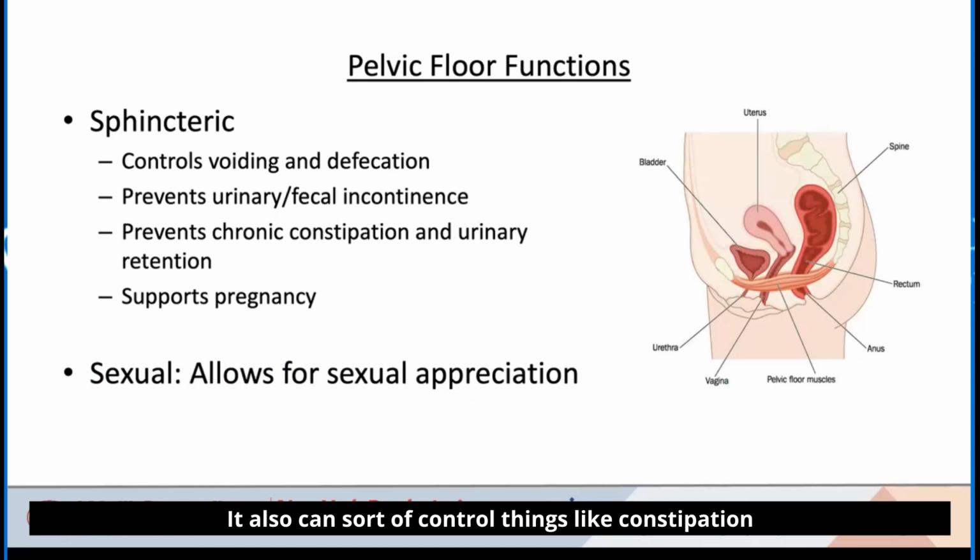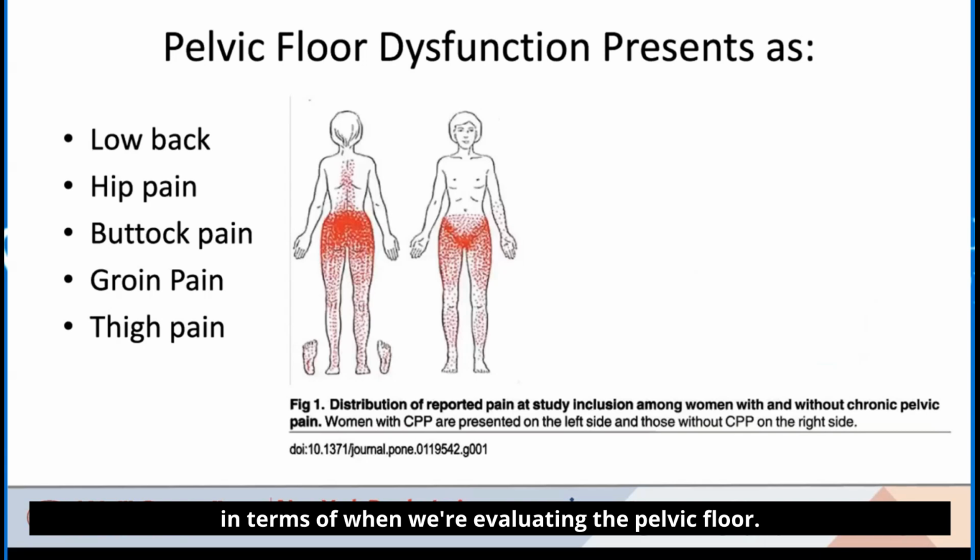It can also control things like constipation, which can sometimes come from the pelvic floor, because if those muscles are not able to relax, you're not able to actually have a bowel movement or even urinate. So it can also present as urinary retention. And of course, most importantly, it supports pregnancy, and that's where a lot of dysfunction can come from around the time of pregnancy or postpartum. It also helps with sexual appreciation as well, so that's another thing that we might screen for when we're evaluating the pelvic floor.